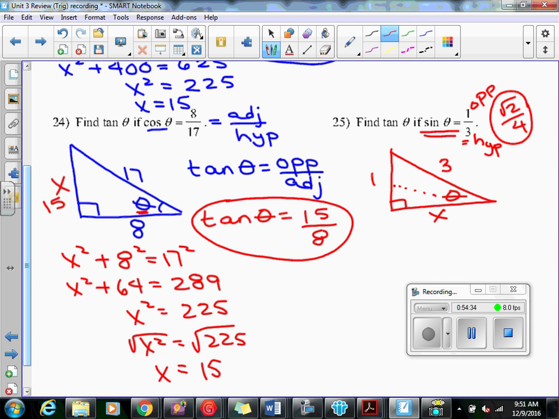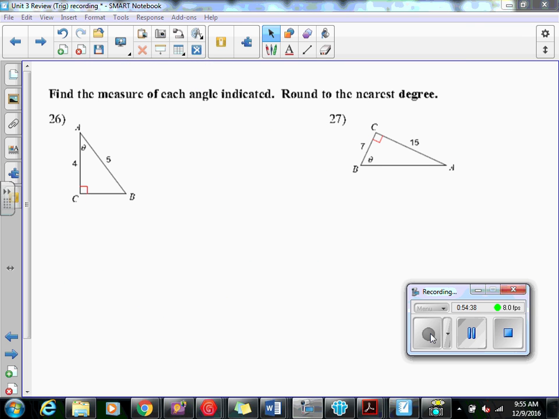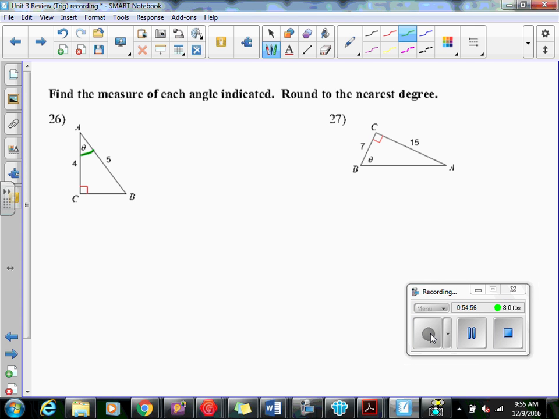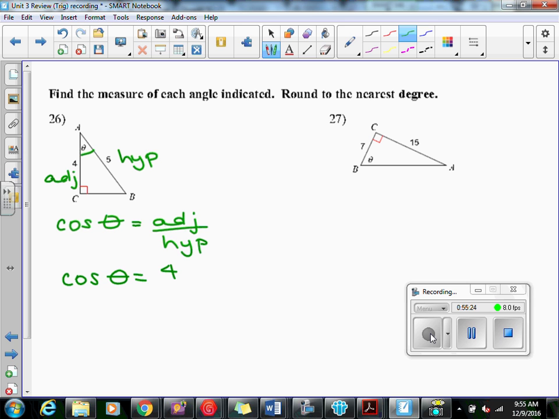Okay, for number 26 and 27, the directions ask us to find the measure of each angle indicated and then round our answers to the nearest degree. Start off just like normal, labeling what you have in relation to the angle. This is my angle. In relation to this angle, this 4 is my adjacent leg, and 5 is the hypotenuse. If I have adjacent and hypotenuse, what ratio is that? That is cosine. So the cosine of theta equals adjacent divided by hypotenuse. The cosine of theta equals 4 over 5.